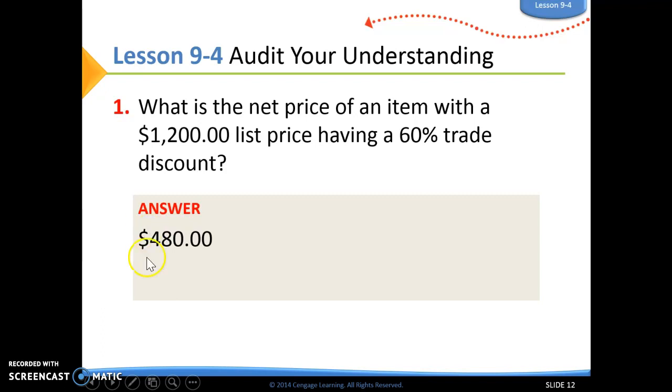The other way that we could look at it is if we took 1,200 and we know that we're getting a 60% discount, that tells us that we're paying 40%. All I did here was I took 100% minus the 60% discount. That means that I'm paying 40% of the list price, and that would also give us 480. So 2 different ways you could figure that out.